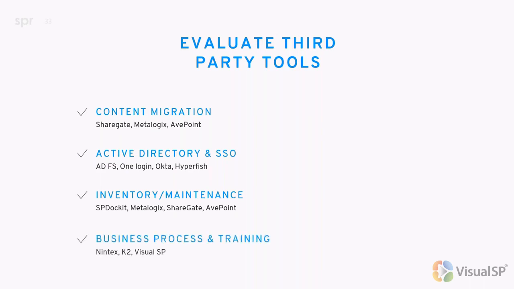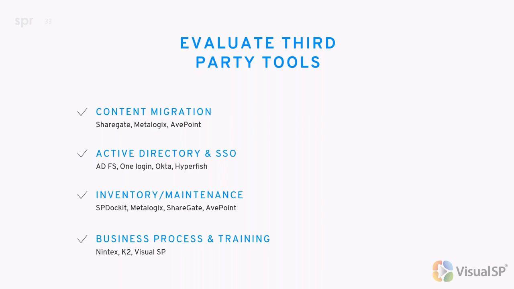And then for business process and training, business process is important because a lot of organizations, as they move to Office 365, are trying to figure out how to move their workflows and the custom applications that they've built on premises in their existing SharePoint environment. How do we get that to a working cloud environment without a ton of customization or rework? And that's where some tools like Nintex and K2 can come into play as well.